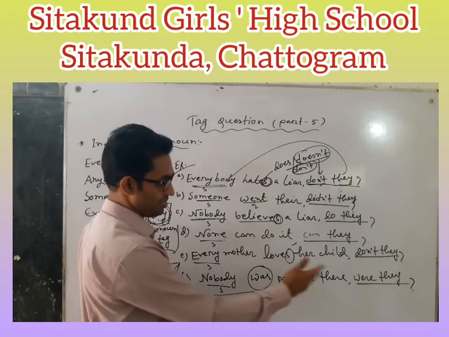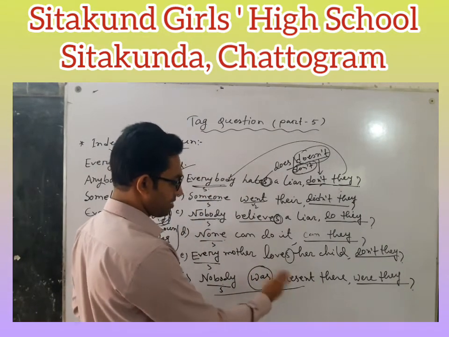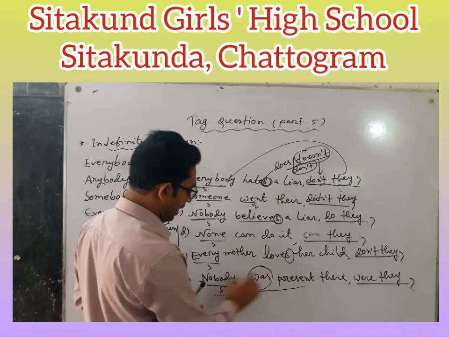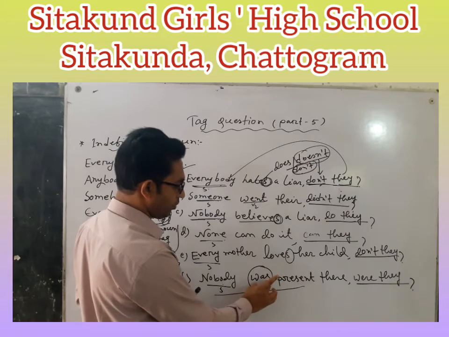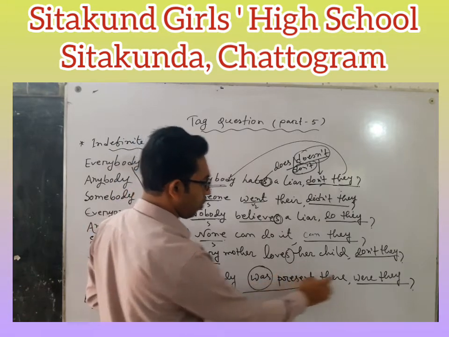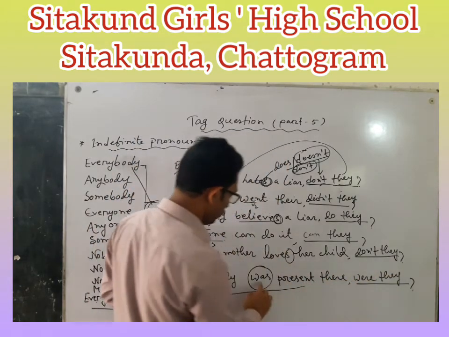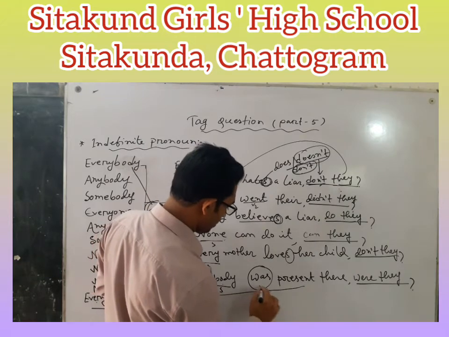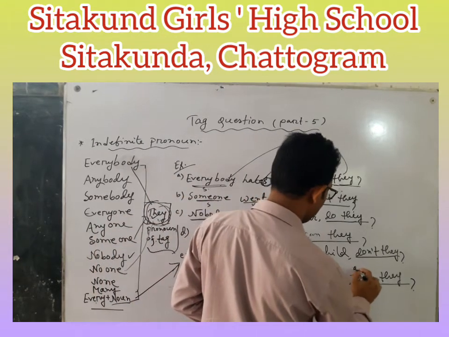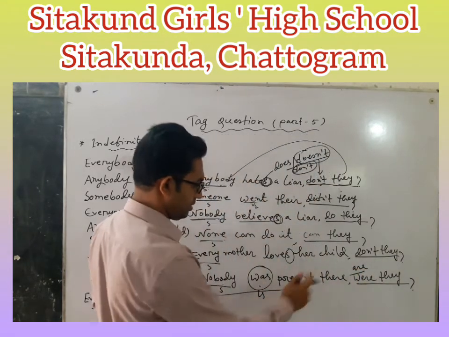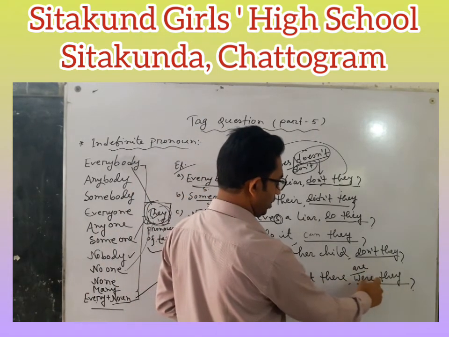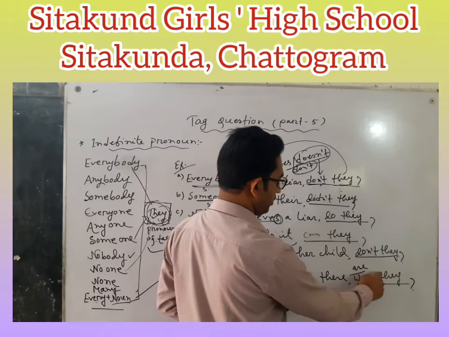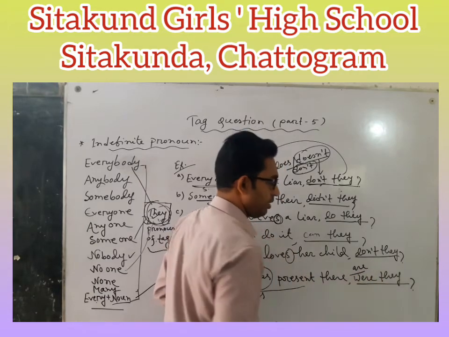You cannot write was there, and you can't write wasn't, because this statement is negative for nobody. So the answer will be affirmative, and you cannot write was. You have to write were, because they. If you see is, you have to write are. You cannot write is, because they is plural, are is plural. So are they is the right answer.